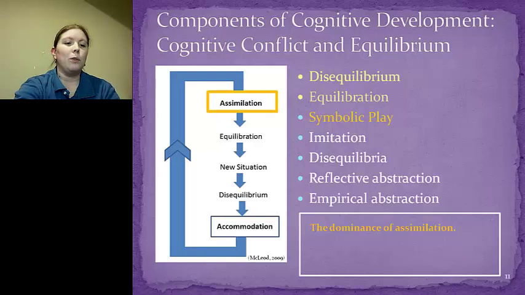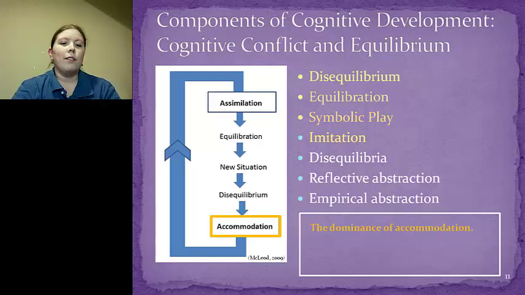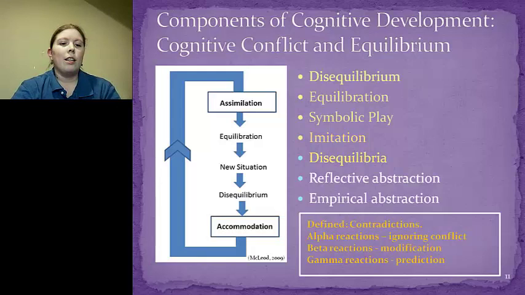An example of the dominance of accommodation is imitation. A child imitates others to acquire proper social skills. Piaget also noticed that contradictions can allow children to logically progress. This is called disequilibria. Yet progress does not always happen. Piaget describes different reactions to conflict.